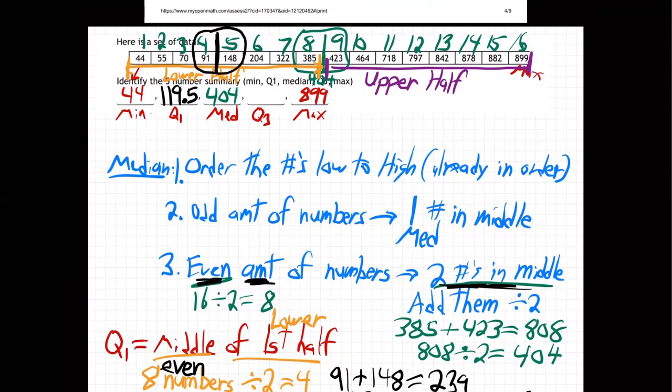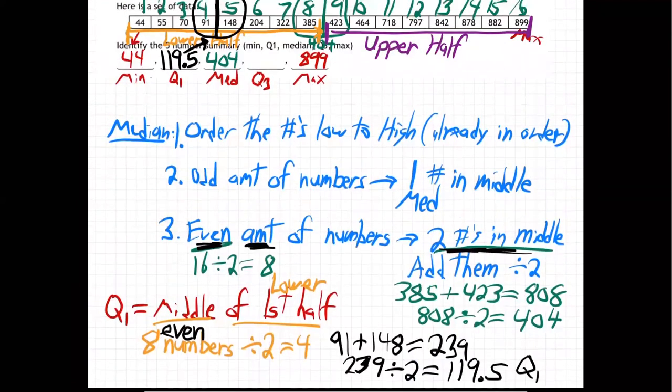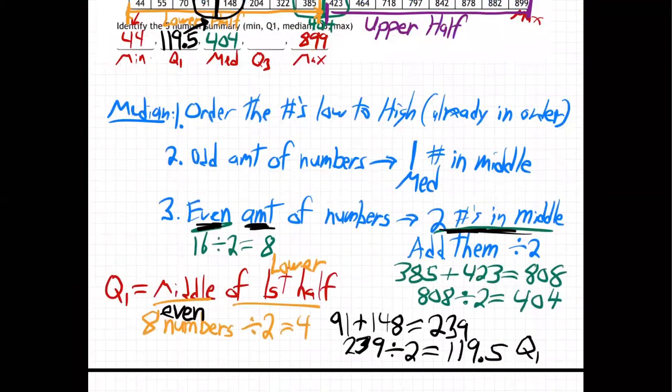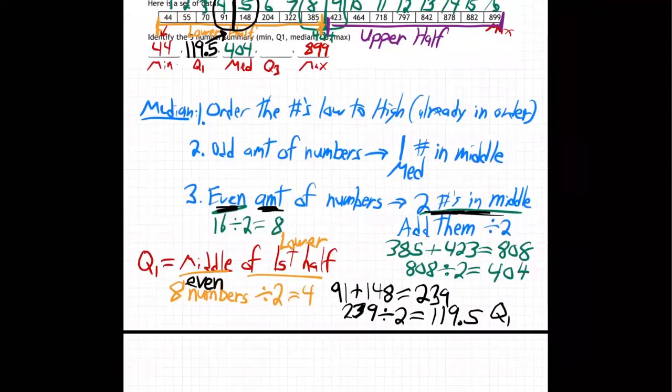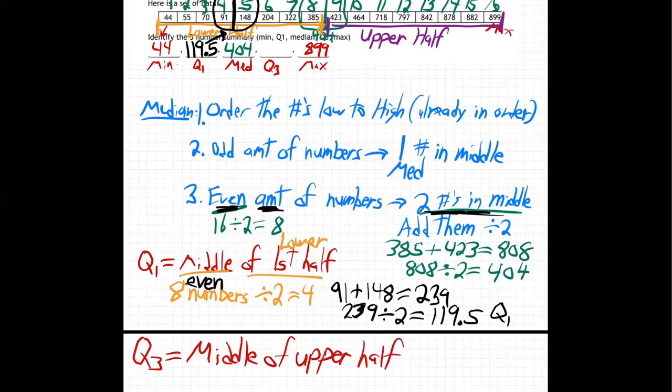It's the middle. Put it right there. Draw an arrow right there. 119.5 is right there, the middle of the lower half. That's Q1. And now I'm going to grab Q3. How am I going to get Q3? Well, it's the same thing. It's going to be the middle of the upper half.